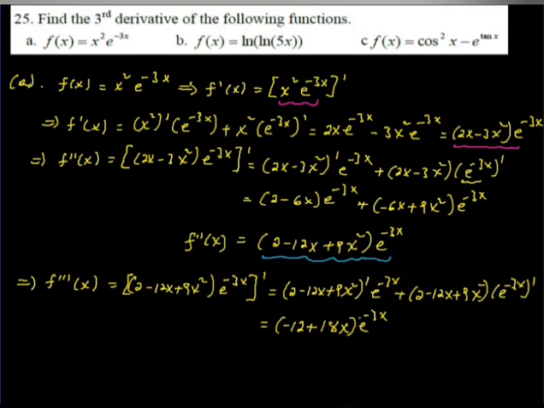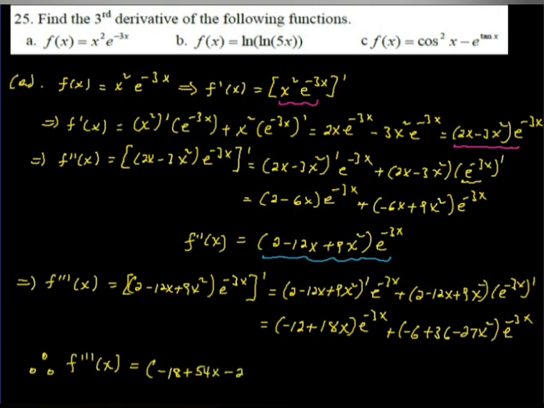Plus, this becomes minus 6 plus 36x minus 27x squared times e to the power of minus 3x. Okay, now collecting like terms, the third derivative becomes minus 18 plus 54x minus 27x squared times e to the power of minus 3x. This is the required third derivative for the function in part a.